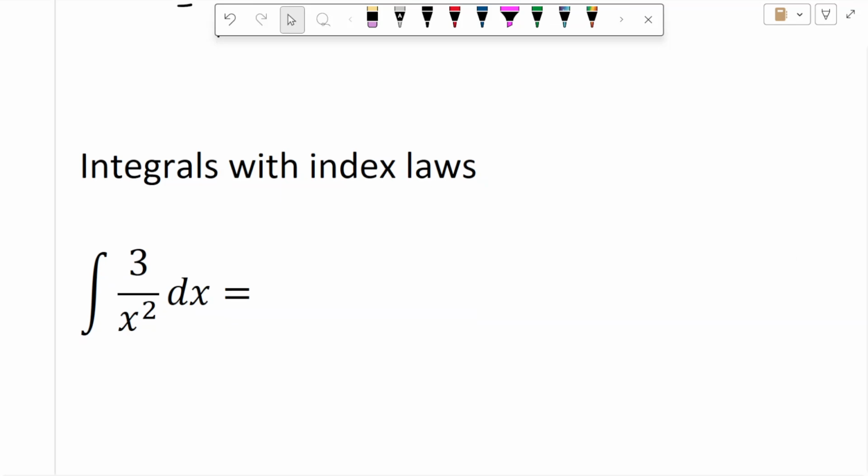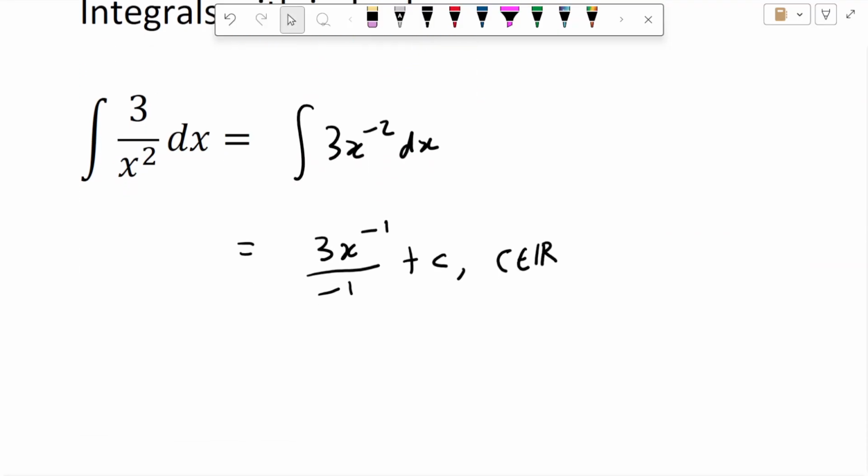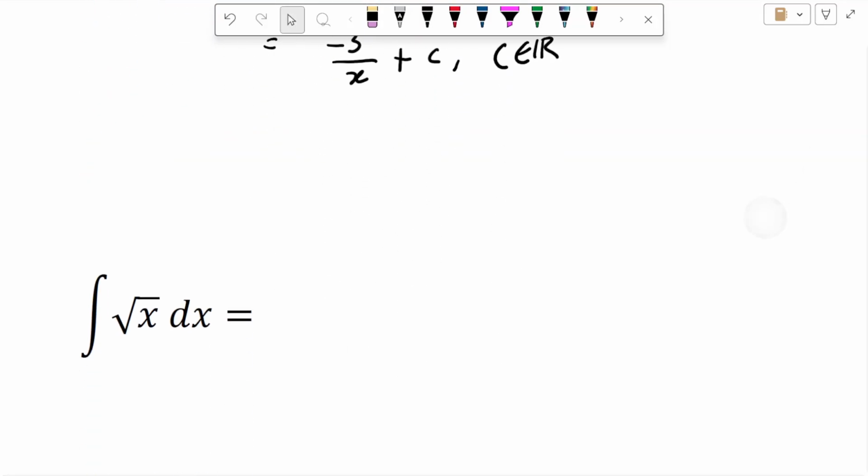Okay, integrals with index laws. So this just becomes 3x to the power of minus 2. We can raise the power up. So this is 3x to the minus 1 over minus 1. Be very careful. You're adding 1 to the power, so minus 2 will go up to minus 1. If you want, you can write this as minus 3 over x, if you want to make that a little bit simpler.